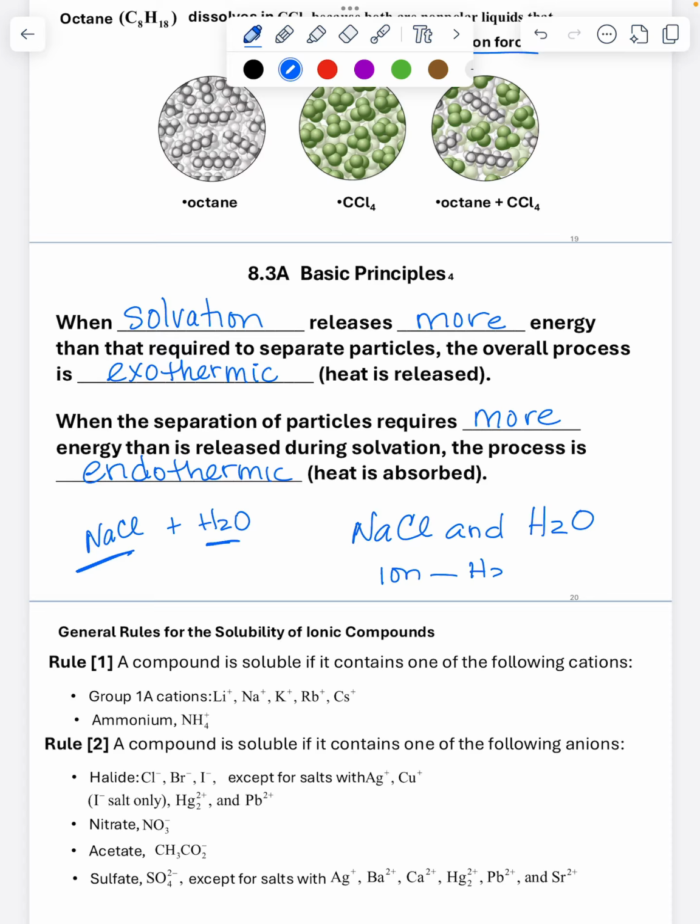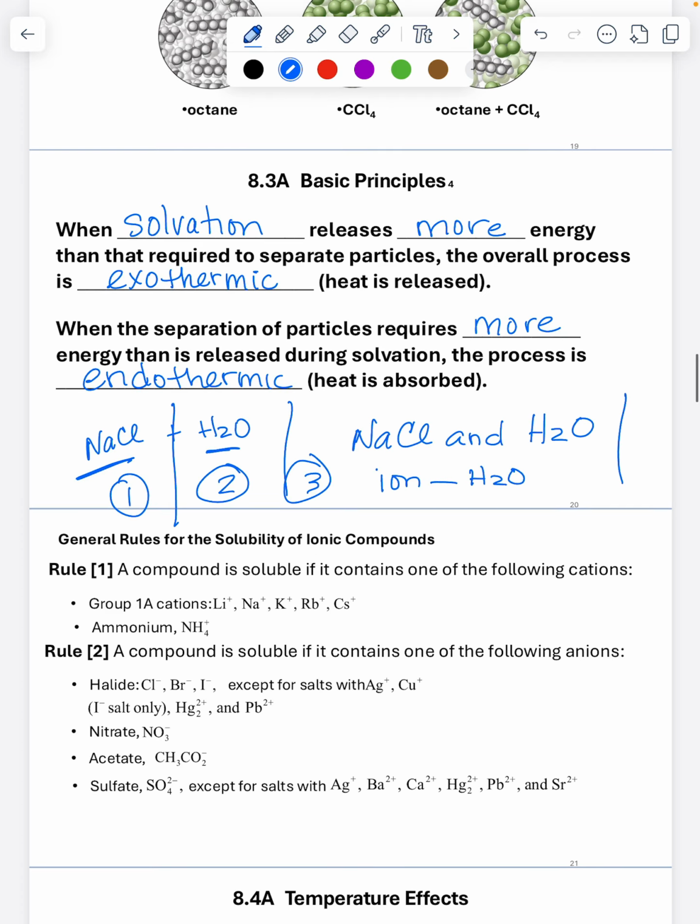So basically you have three processes going on. You've got one, separating the sodium and the chloride, two, separating the water from water, and three, forming this attraction between the ions and the water. So depending on how much energy is involved, that determines whether the overall solvation process is endothermic or exothermic.